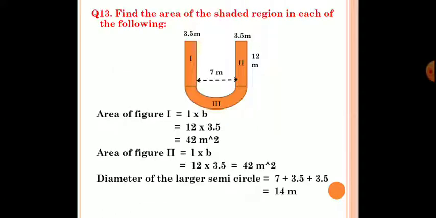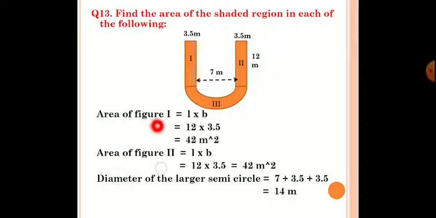Next, question number 13. Find the area of the shaded region in each of the following. Here we can see it's U-shaped. The first part is a rectangle, the second part is also a rectangle, and the third part can be considered as a semicircle. If I consider two semicircles, then we can find out the area of this third part.